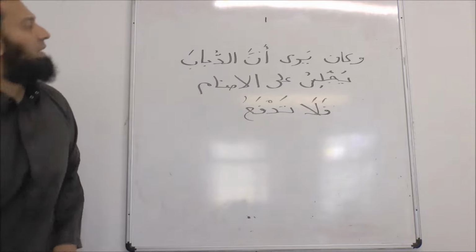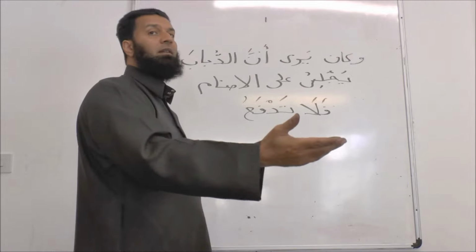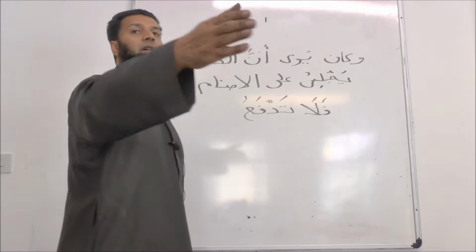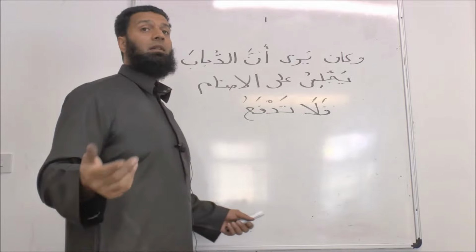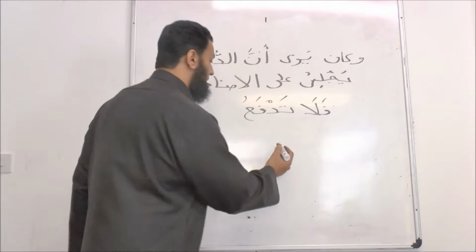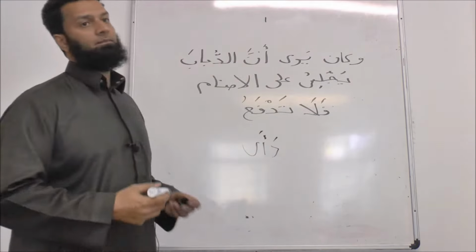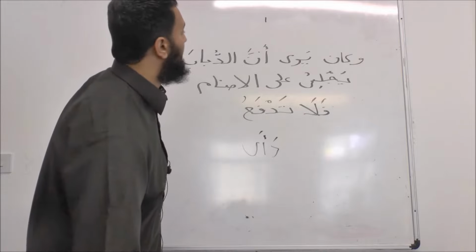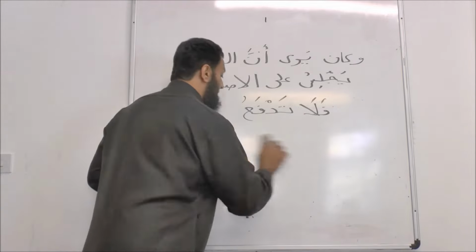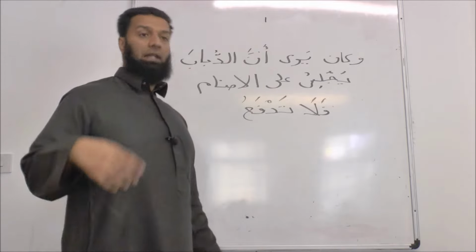So, first of all, what does it mean? وكان يرى. What does يرى mean? أرى, ترى, يرى, نرى. See. It's the present tense of a verb that we do regularly, رأى. Okay. وكان يرى. So what does وكان يرى mean? Yeah, he used to see.